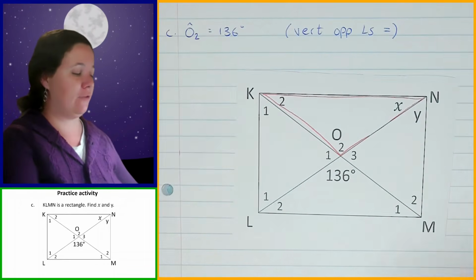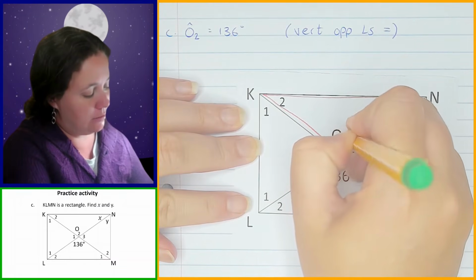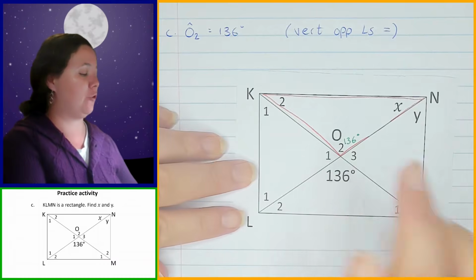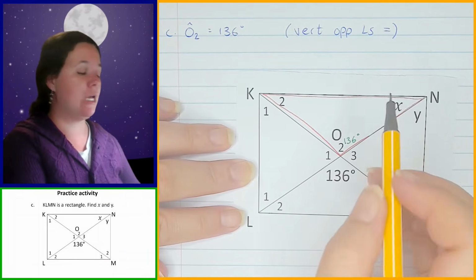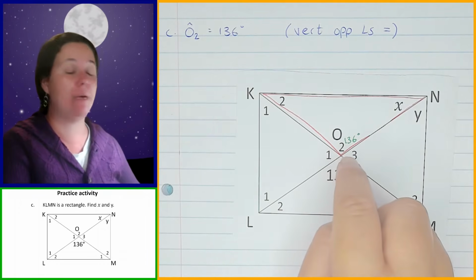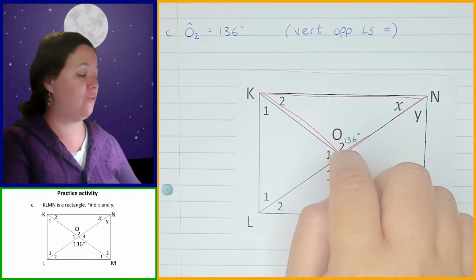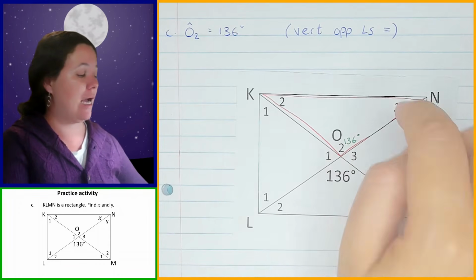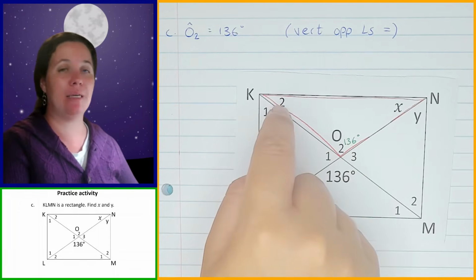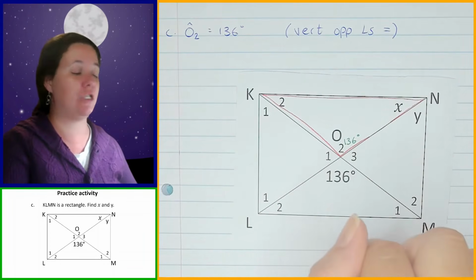Now I can fill that in on my diagram, that this is 136 degrees. So now I'm a little bit closer to working out what x is, but as it stands at the moment, I still don't have enough information to work out the value of x, because I only know the size of one angle in this triangle. I know that this is x, and I don't know anything about this yet. But this is where the fact that this is a rectangle is going to come into play.